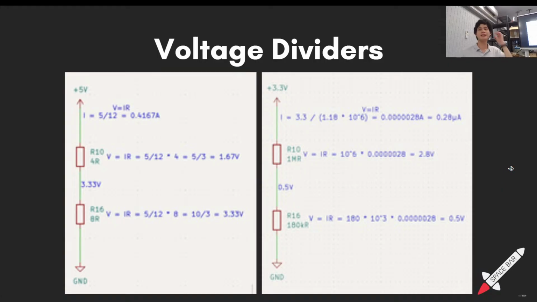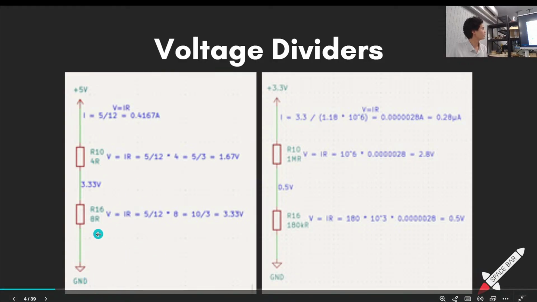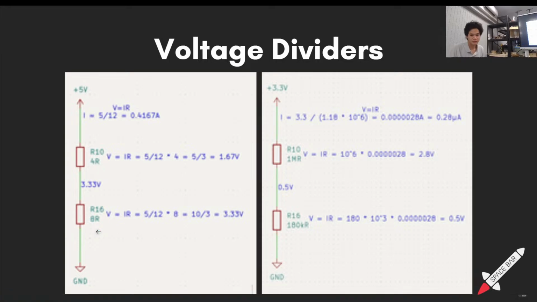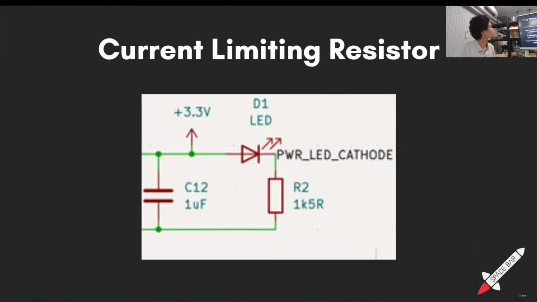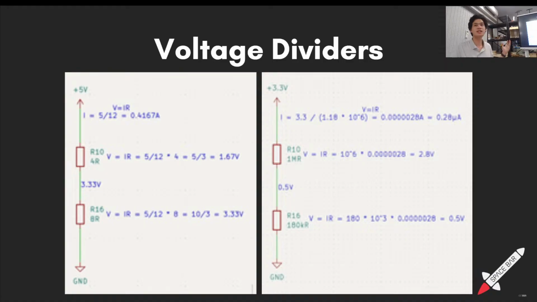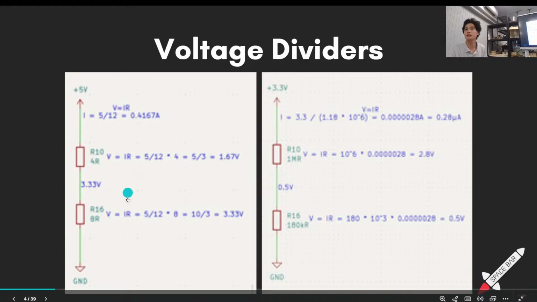Okay, so voltage dividers, recap from last lesson. Everything is V equals IR, and you just calculate accordingly. If I have 5 volts and ground here, and I've got a 4 ohm and an 8 ohm resistor, we calculate the total current through the whole thing because we have the total resistance, and then based on that we can get the current through each resistor and therefore find the voltage across each resistor. We did this last lesson.